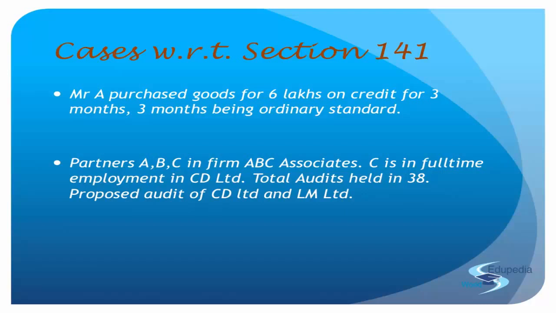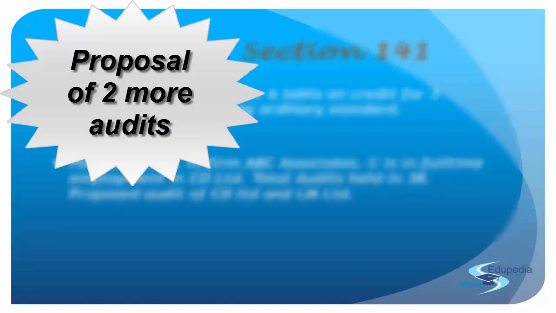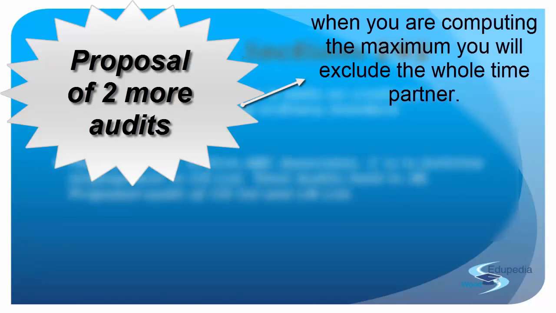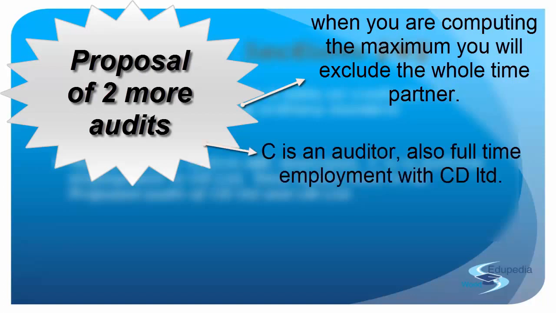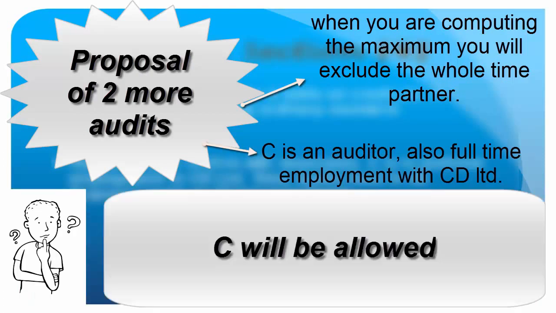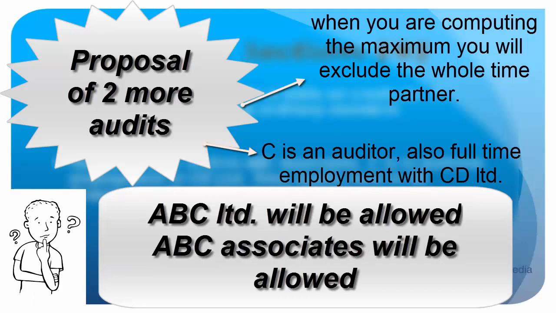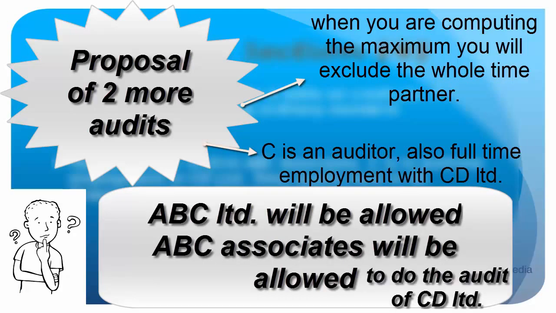And in the question we see that they already have 38 audits. That means they can take up 2 more, and they have a proposal of 2 more audits. So when you're computing the maximum, you will exclude the full-time partner, right? First thing. The next thing is C is a partner in the firm and C is also in full-time employment with CD Limited, right? So do you think ABC Associates will be allowed to do the audit of CD Limited?